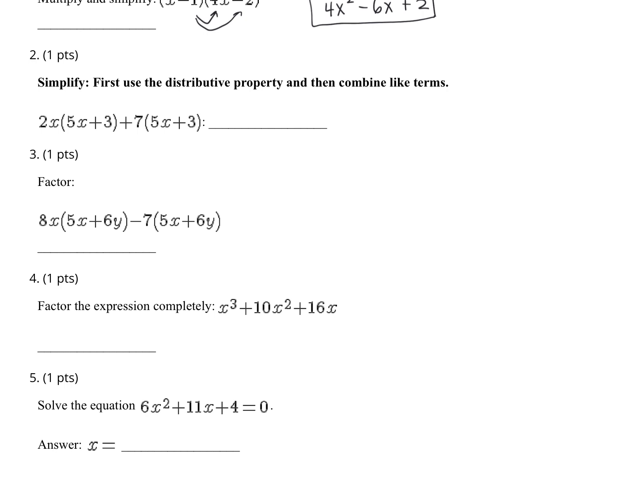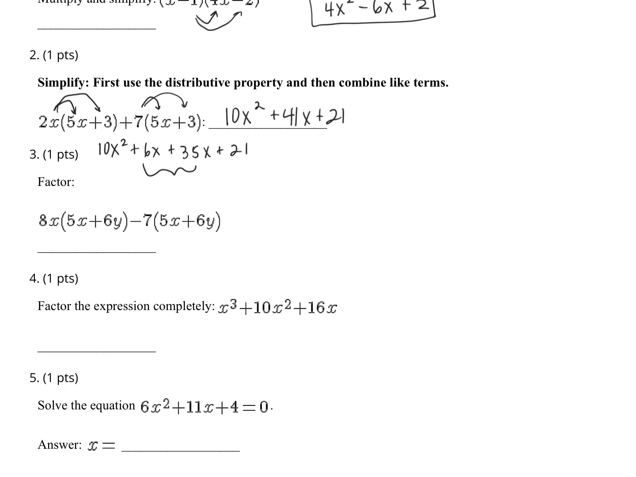Number 2, simplify. First use the distributive property and then combine like terms. So you're just going to distribute the 2x here. So that will give you 10x squared plus 6x. And then you're going to distribute the 7 here. So that'll give you plus 35x plus 21. We have like terms in the middle. So you end up with 10x squared plus 41x plus 21.